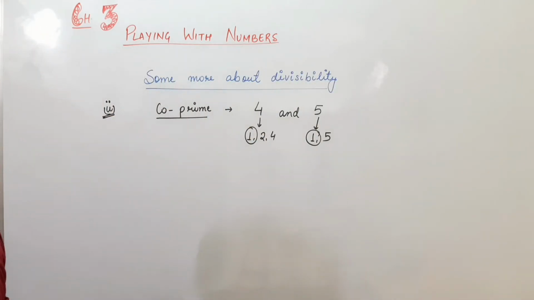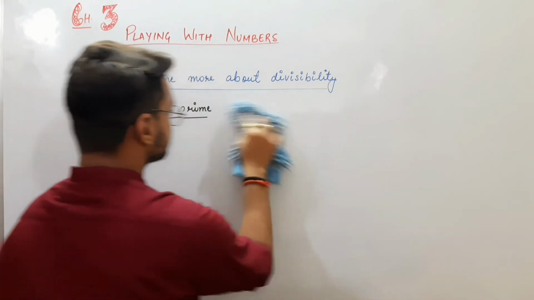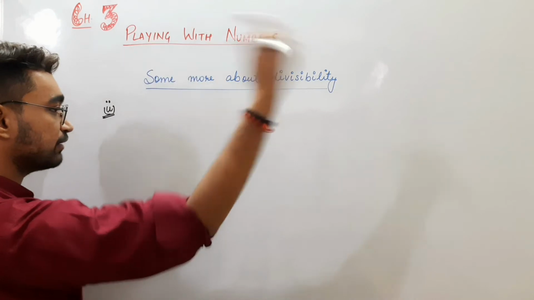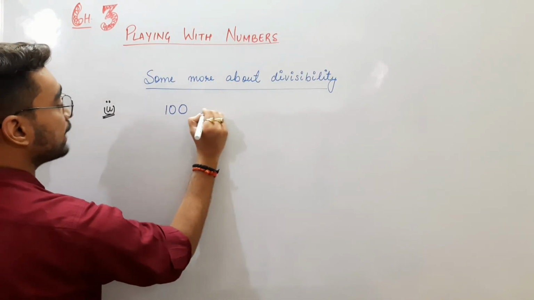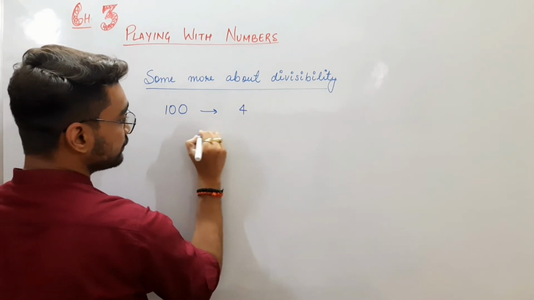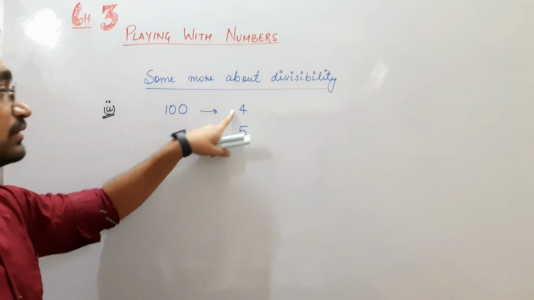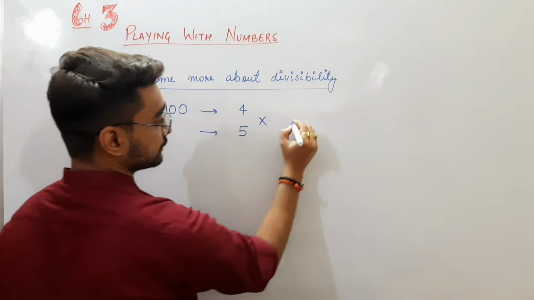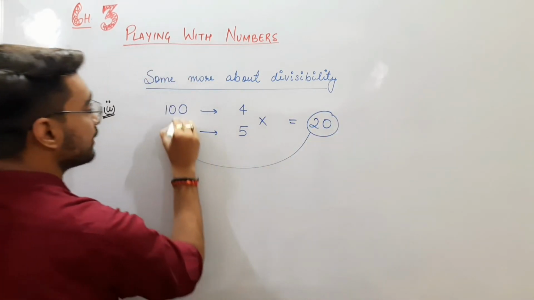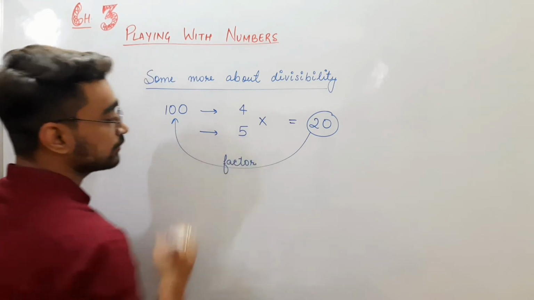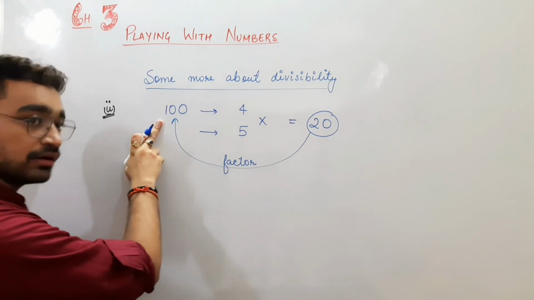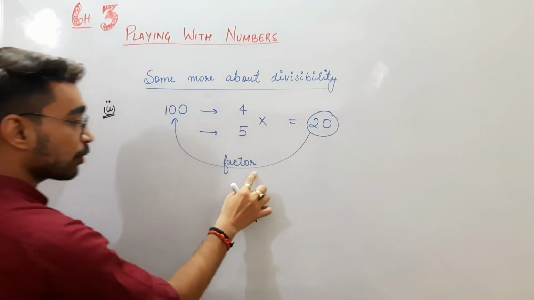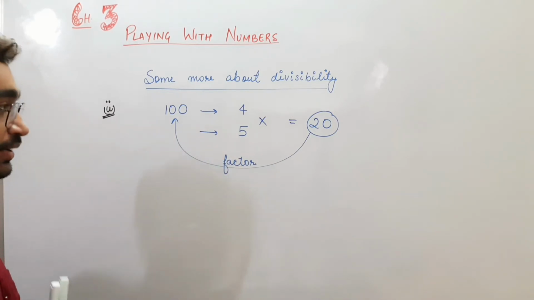Now I am saying that I am having a number, that is 100. The 100 is divisible by 4 and is also divisible by 5. Means if two co-prime numbers are factors of one number, then their product, that is 20, is also a factor of 100. Means if a number has two co-prime numbers as its factors, then the product of these co-prime numbers is also a factor of the number. Cool? Did you understand this thing?